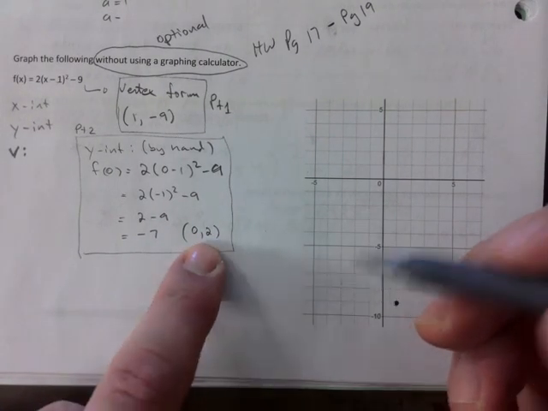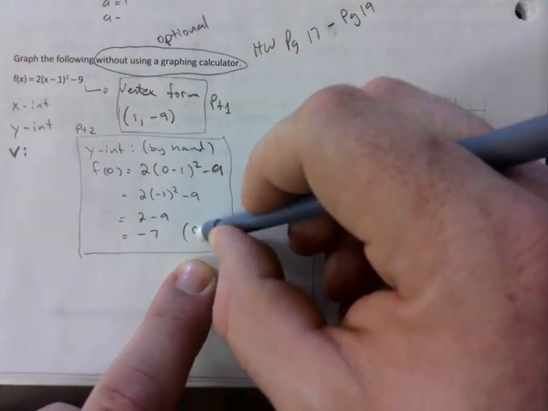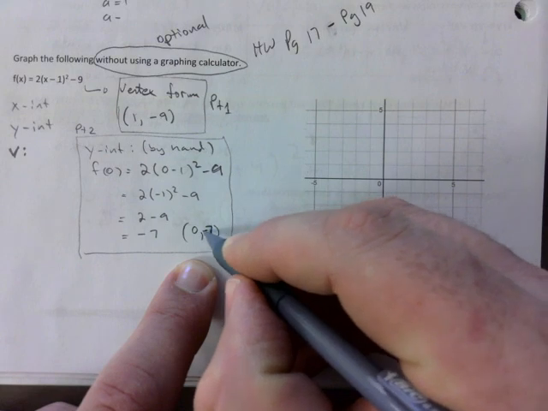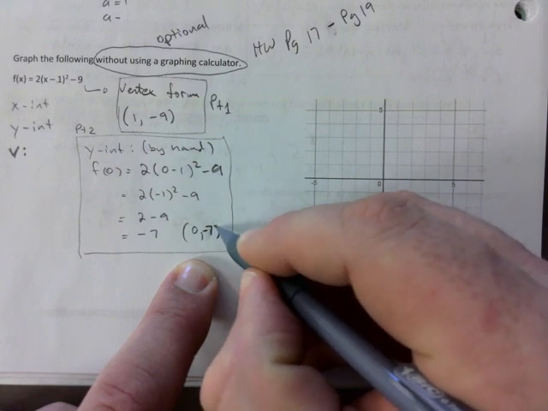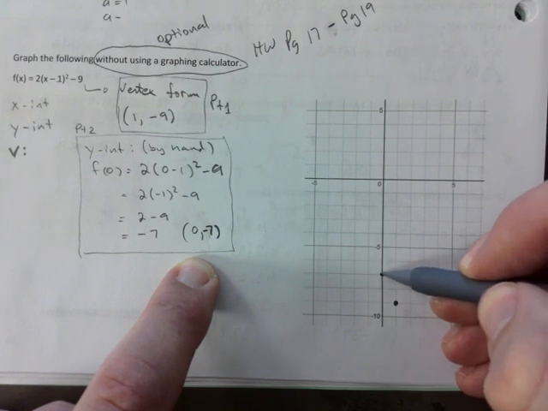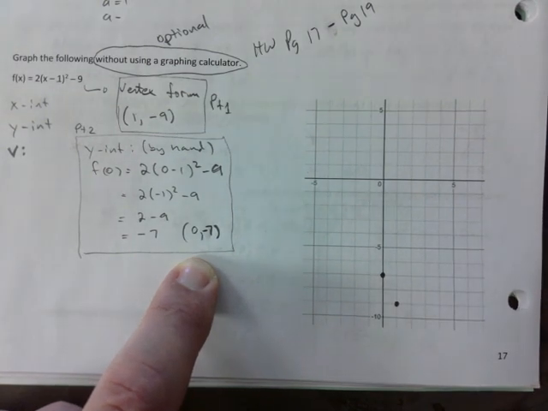Oh, sorry. Why did I put 0, 2? Sorry, guys. Right? How's your teacher? He's okay, but he makes a lot of mistakes. All right, there you go. 0, negative 7.